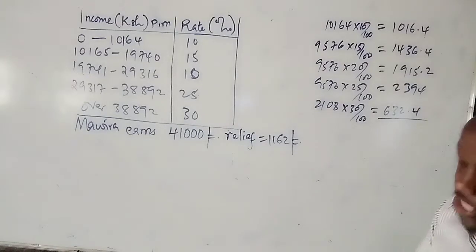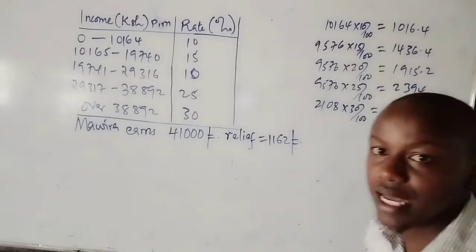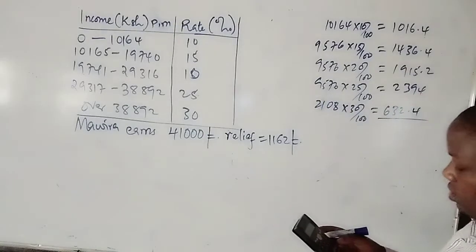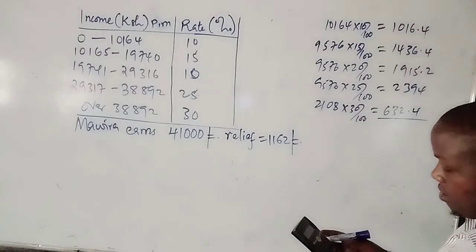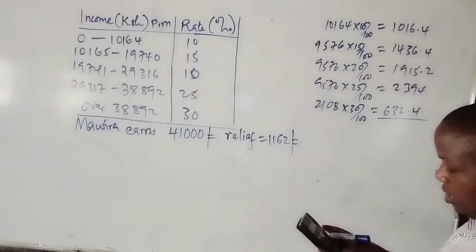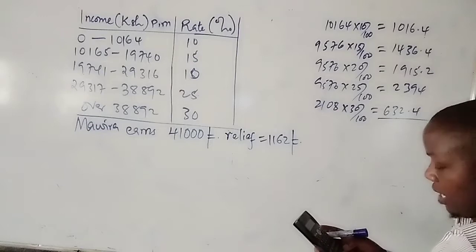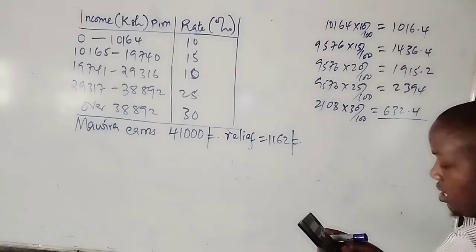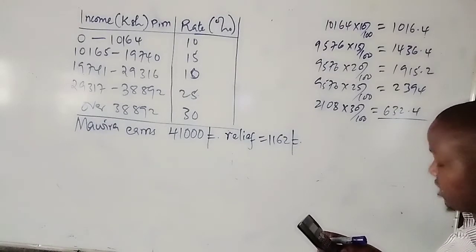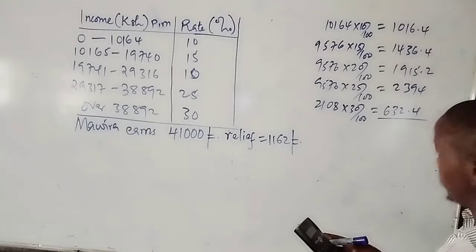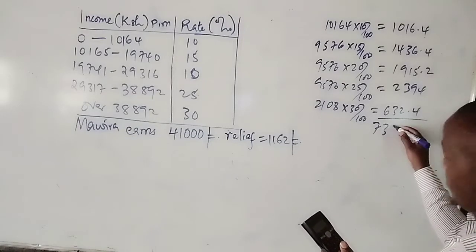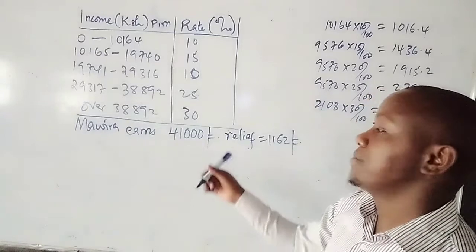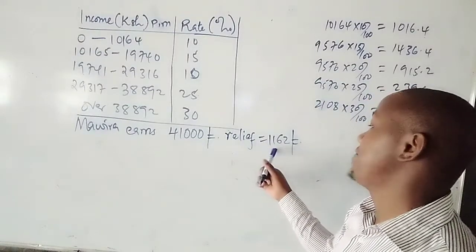Therefore, we can get the total tax by adding all these values: 1016.4 plus 1436.4 plus 1915.2 plus 2394 plus 632.4. This gives us 7394.4. Then we are told that Mawira claims a tax relief per month of 1162.